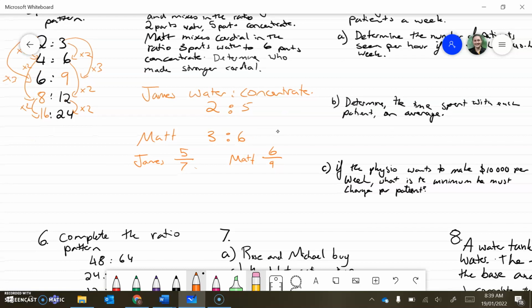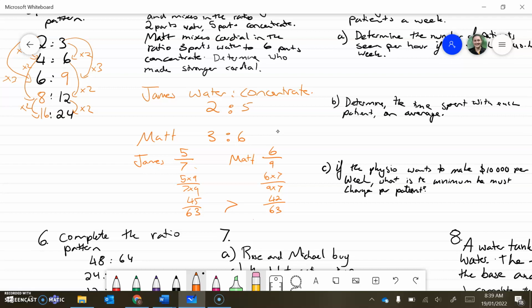Now we need to compare these fractions, so we need a common denominator. So 7 and 9, we will multiply James's denominator and numerator by 9. So you're going to have 5 times 9 over 7 times 9. And Matt's, we're going to multiply both the numerator and denominator by 7. So 5 9s are 45. 7 9s are 63. 6 7s are 42. 9 7s are 63. So you can see here that 45 over 63 is going to be greater than 42 over 63.